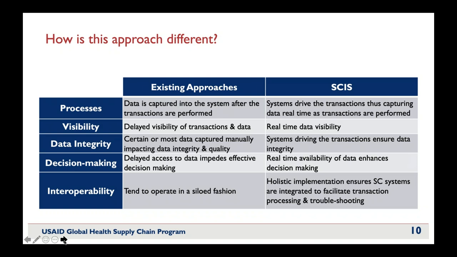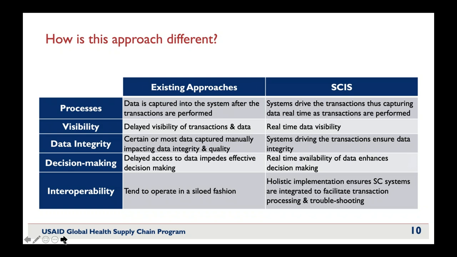That means that for all your transactions, as they happen, the data associated with those transactions gets captured in real time. So for example, if the manufacturer ships, immediately the warehouse or facilities downstream know that something has shipped. As warehouses receive those commodities, immediately upstream systems or processes related to planning know that we have so much stock in our system. So what that does is it improves your visibility. You get real-time data visibility as opposed to a reporting approach where you see data only after the fact, maybe a few weeks later or a month later.